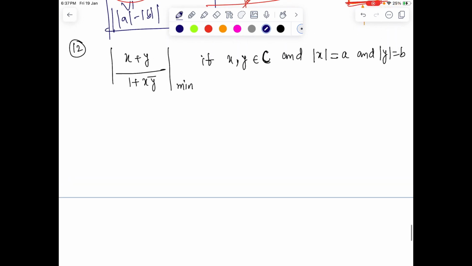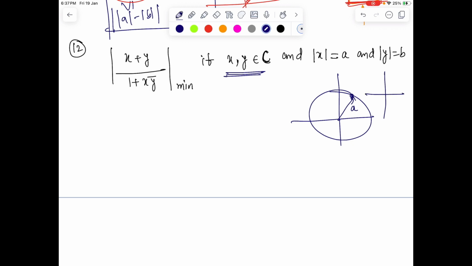So this is a very interesting question. We have mod of (x plus y) by (1 plus x y bar), if x and y are complex numbers. Magnitude of the complex number x is a, so x can be anywhere on a circle with magnitude a. Magnitude of y is b, right? So y can be anywhere on another circle. Under this condition, if magnitude of x is a and magnitude of y is b, we have to find the minimum value of (x plus y) by (1 plus x y bar).